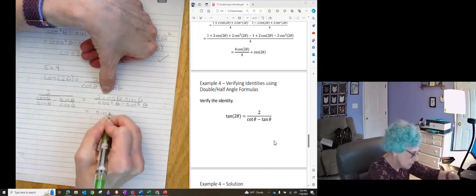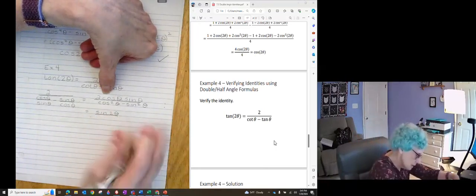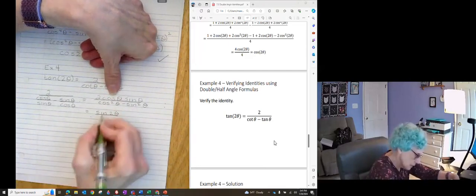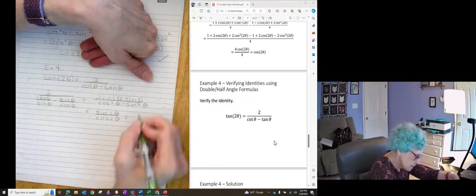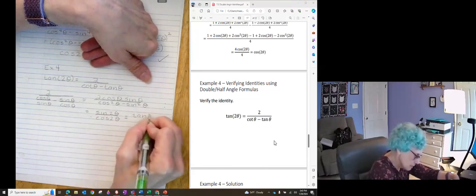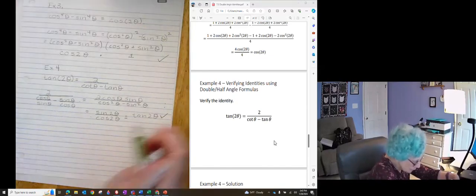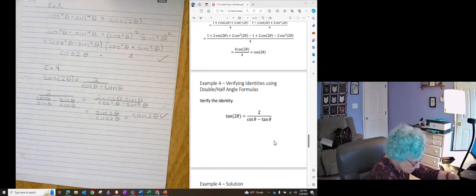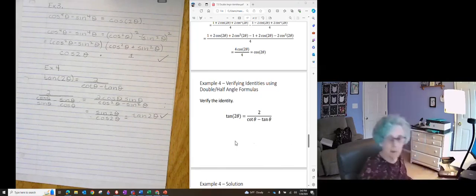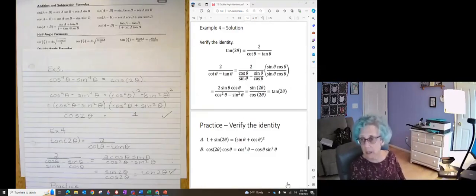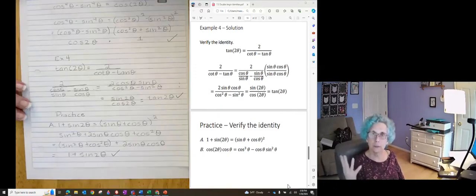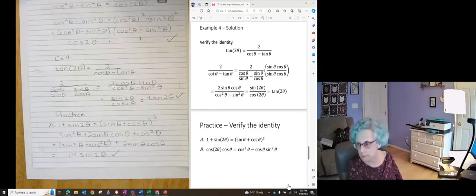2 cosine theta sine theta is equal to sine of 2 theta. And cosine squared minus sine squared is cosine of 2 theta. And sine over cosine is tangent of 2 theta. So now I'm really happy because it all worked. All I had to do was get my common denominator. Take a few minutes, try these two on your own, and then we'll come back and compare answers.